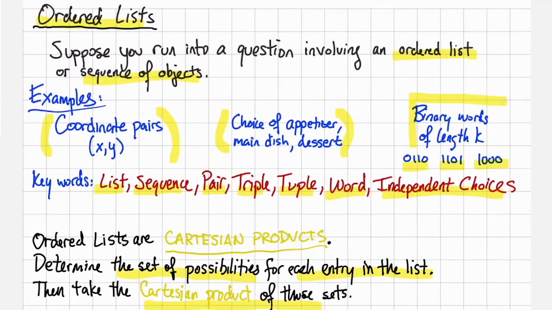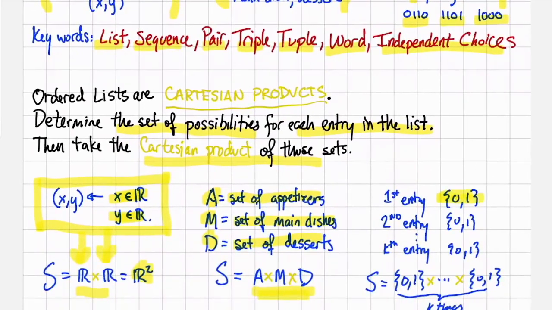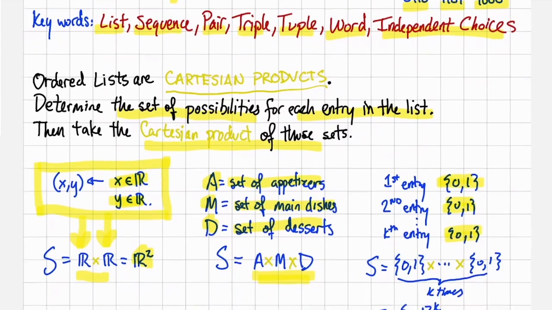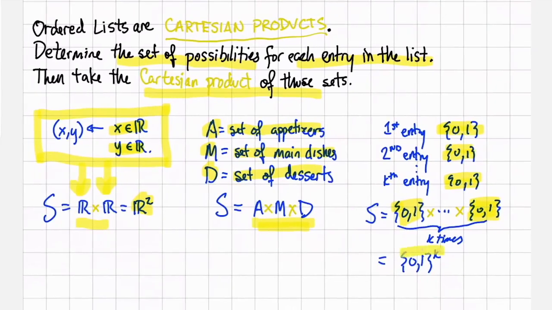Last, let's consider these binary words. In a binary word, the first entry is either 0 or 1. The second entry is either 0 or 1. The third entry is either 0 or 1. Every single entry up to the kth entry is 0 or 1. And so we can write this as {0, 1} cross {0, 1} cross {0, 1}, this k times Cartesian product. Or we can write this as {0, 1} to the kth power.